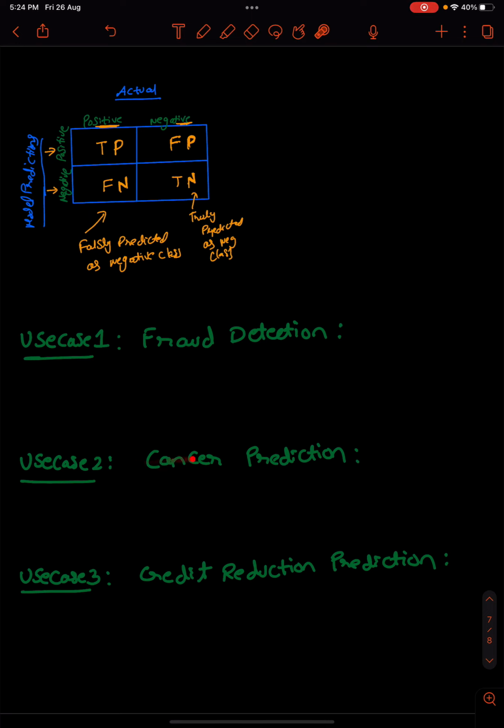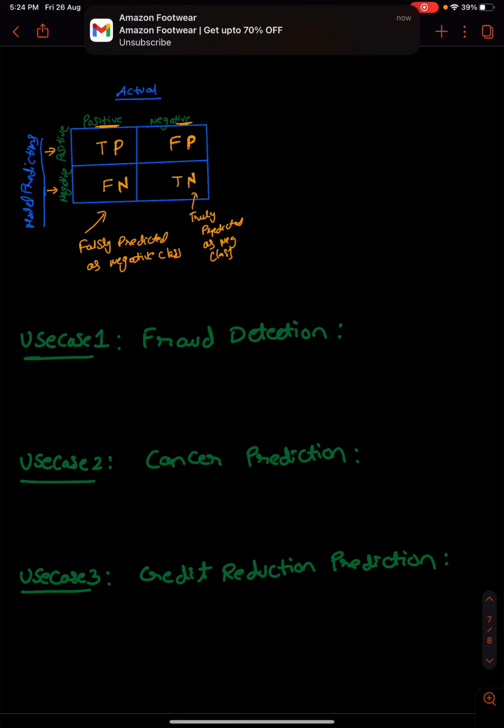And I have another use case where I need to predict if a patient has cancer, yes or no. And I have another use case where I have to predict whether a particular bank can reduce the credit for a customer. Is it in the benefit of the bank or not? So it's basically a binary class model, yes or no, whether the bank can reduce the credit limit for the customer based on certain criteria.